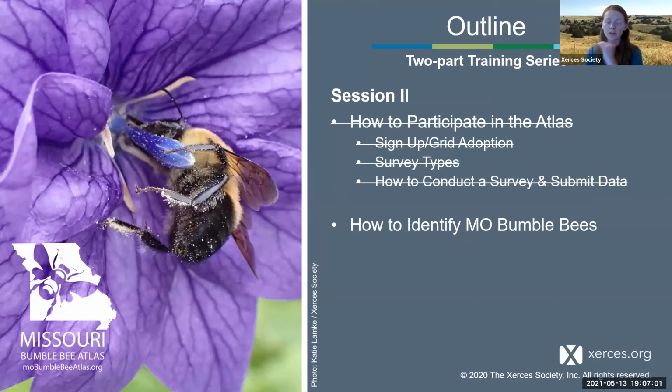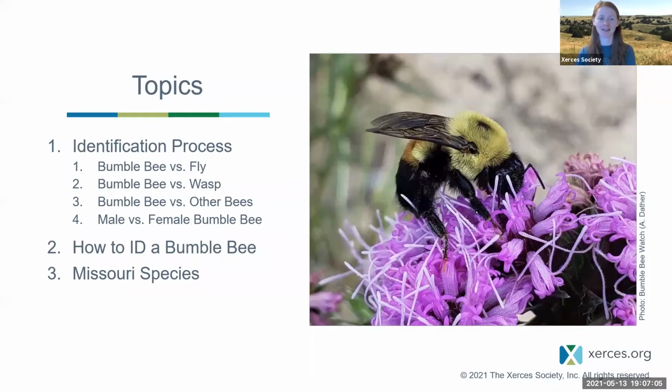So now we're going to move into identifying Missouri's bumblebees. And bumblebee identification, if you've learned about identifying birds or identifying plants, it's similar, right? There's certain features that we look for that help us distinguish one species from another. And before we talk about Missouri species, we have to talk about lookalikes. What are the other insects that are flying around out there that you might think is a bumblebee?